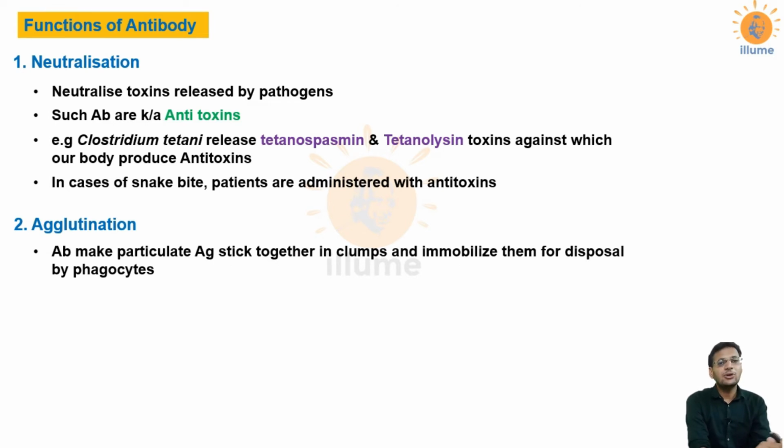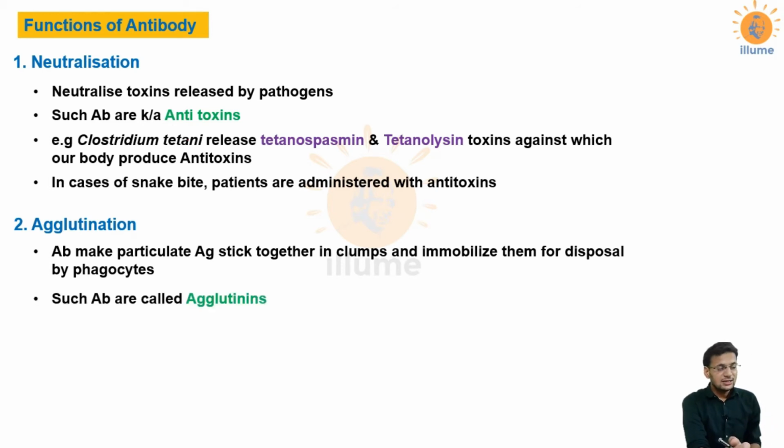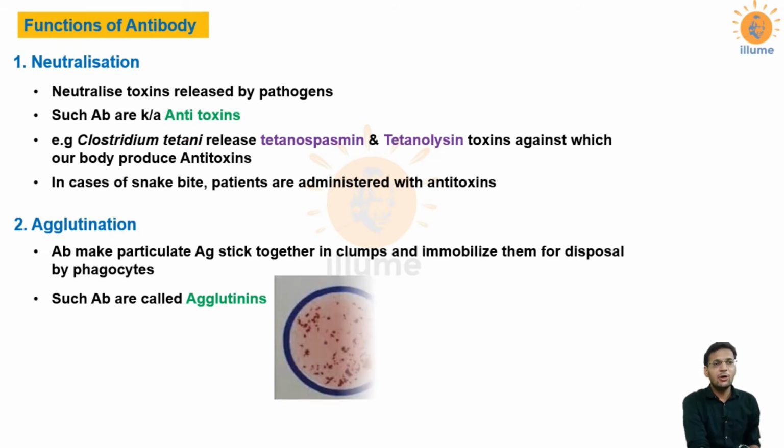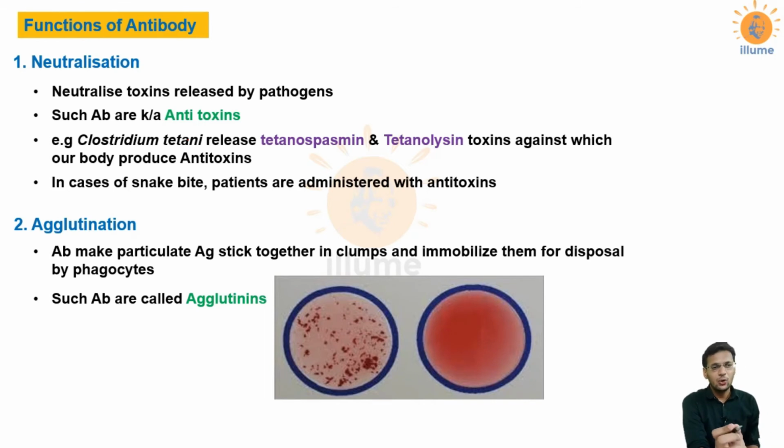The second type is agglutination. Now what is agglutination? Agglutination means if particles clump together, then this is called agglutination. In this case, when antibodies interact with the antigens, these antigens would stick together in clumps and get particulated. This is called agglutination. Because of the agglutination, all these antigens would become immobilized, and once they become immobilized, they would be easily digested by the phagocytic cells. Such antibodies which perform agglutination are called agglutinins.